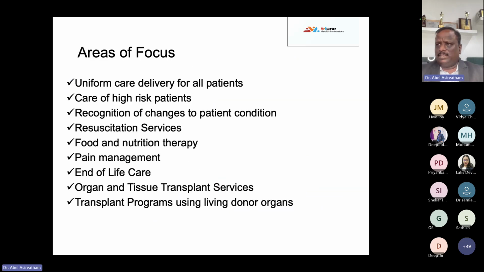Then care of patients. It talks about uniform care delivery for all patients, care of high-risk patients, recognition of changes to patient condition, resuscitation services, food and nutrition therapy. It talks about pain management. It talks about end-of-life care, organ and tissue transplant services. Then it talks about transplant program using living donor organs.